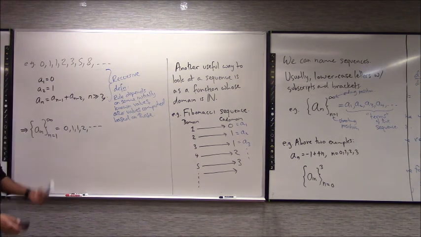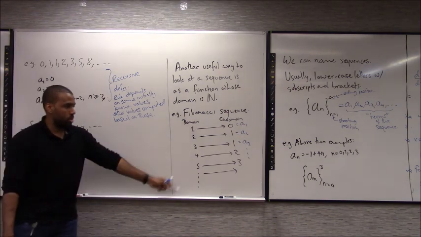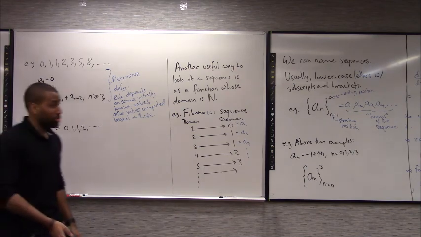That's just a sequence, it's just a list of things in a definite order. You can think of it as a list in a definite order, or you can think of it as a function, depending on the context. One way might be more useful than the other.